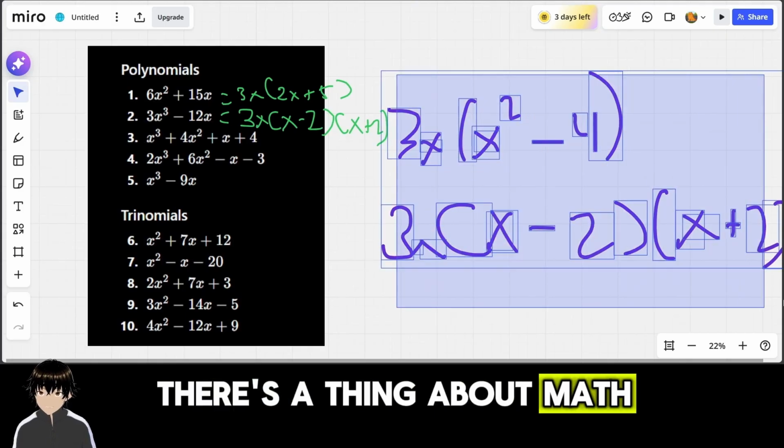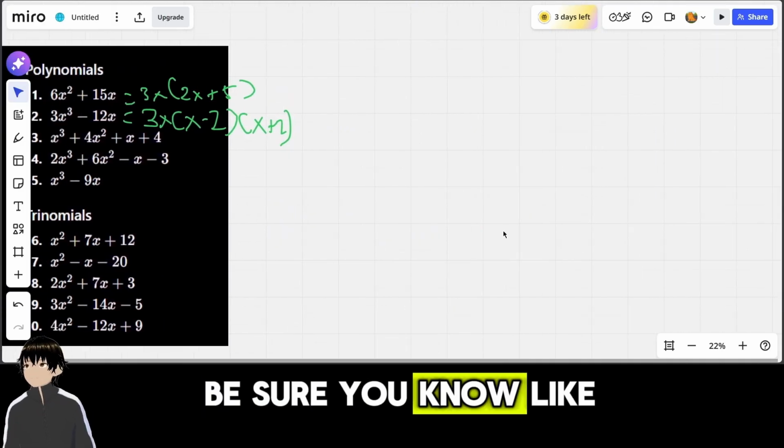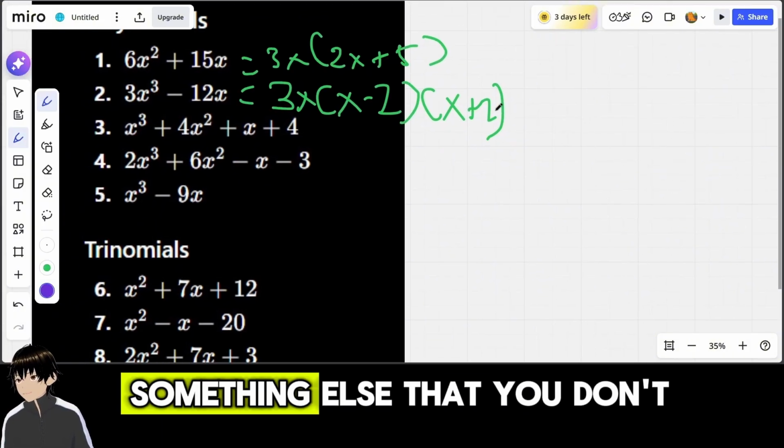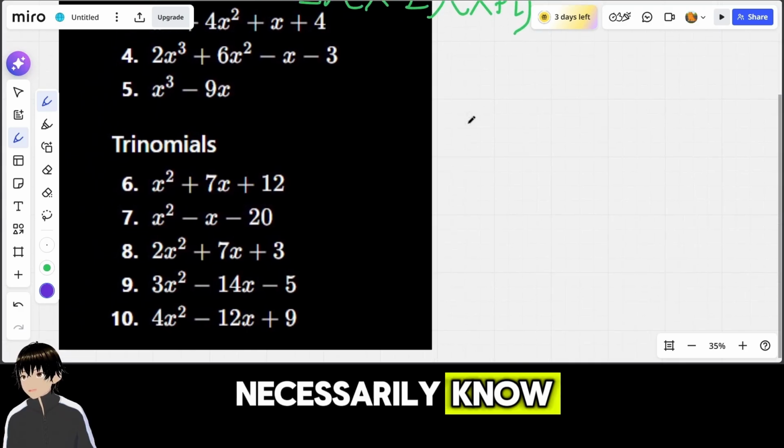That's the thing about math. You can't always be sure, you know. Even if you know about a subject, there's always going to be something else that you don't necessarily know.